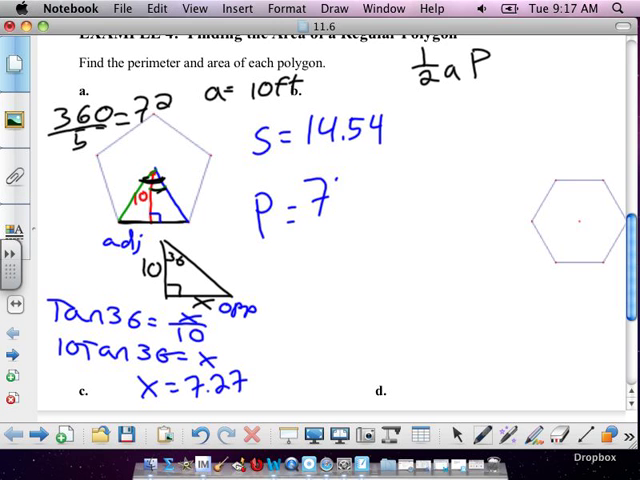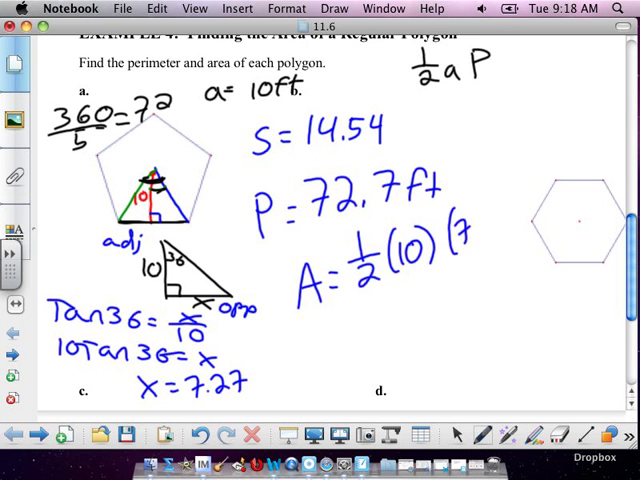How do I find my area again? What's the formula? 1/2. What does A stand for again? Apothem. What's my apothem? 10 times what? The perimeter, which is 72.7. And we're finally done. Hey, where'd the side come from? Hold on one second. 72.7. And we get 363.5 feet squared.